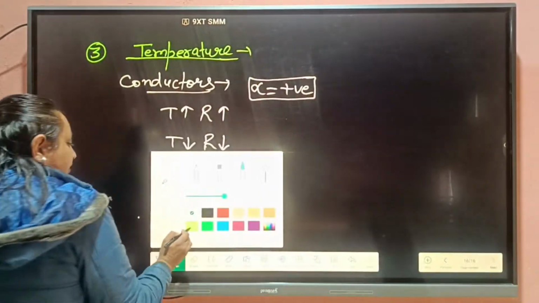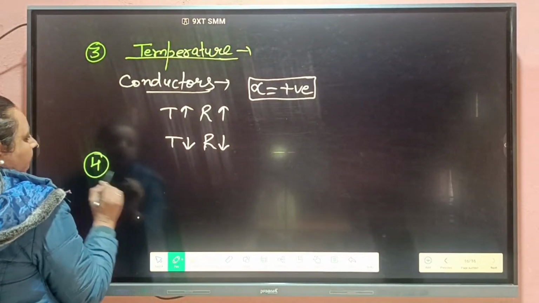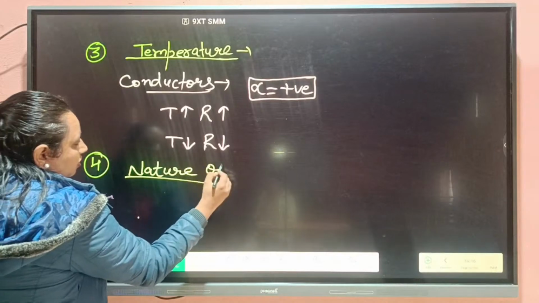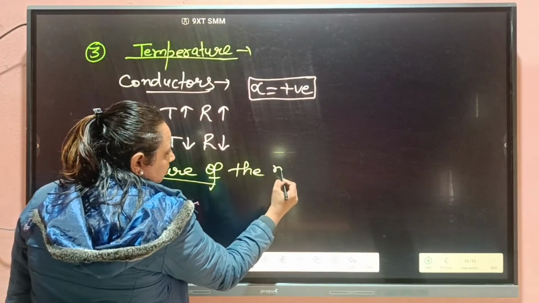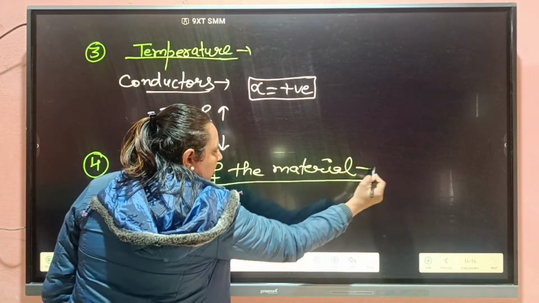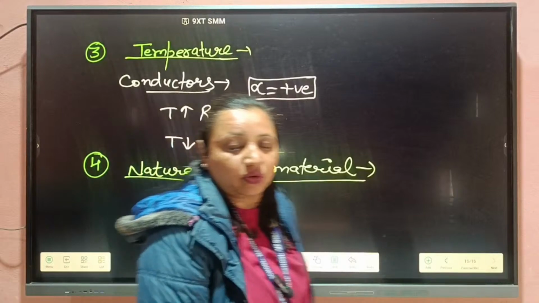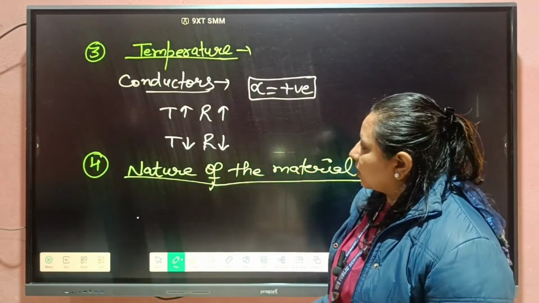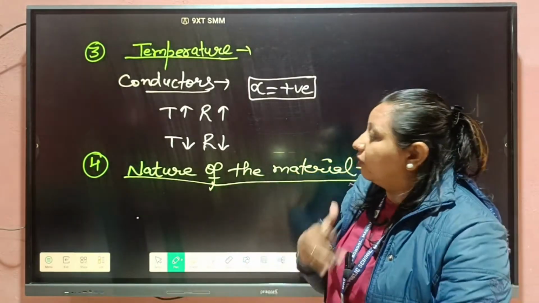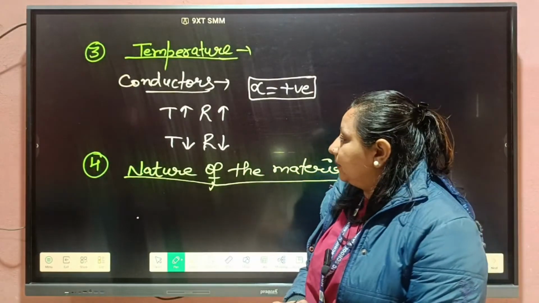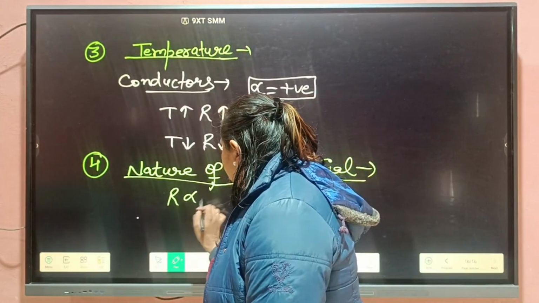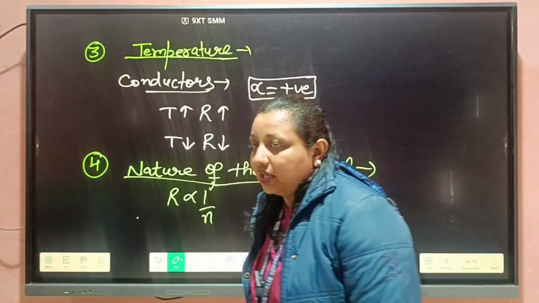The fourth factor which affects the resistance of a conductor is the nature of the material. What type of nature does the material have? Here we talk about the number of electrons, that is, the number density, the number of electrons per unit volume. If a material has more electrons, more current carriers, then the resistance reduces. That means R has an inverse relation with the number of electrons.